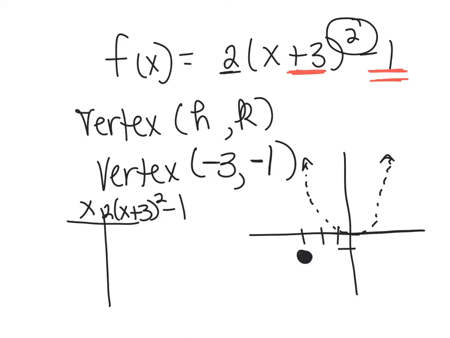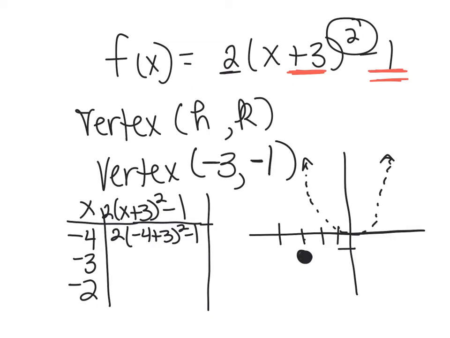Okay. So since this is the vertex, I'm going to put -1, -2, -3, -4. I'm going to put -4 as a point, -3 as a point, and -2 as a point. So when -4 is a point, we are going to plug in 2 times -4 plus 3 squared minus 1. Let's see what this gives us. -4 plus 3 gives me -1. -1 squared is 1. 2 times 1 is 2, and 2 minus 1 is 1. So at -4, here's a point that's 1.